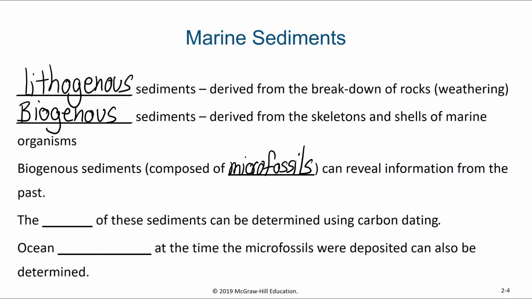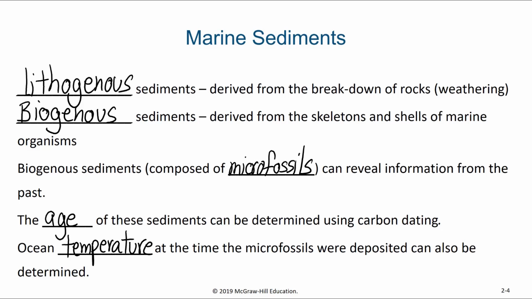The age of the sediments themselves can be determined using carbon dating and other types of isotope testing. In fact, for some of these microorganisms, like the foraminiferans, the way their shell forms is actually an indication of the ocean temperatures that those organisms lived in. And so ocean temperature at the time that those microfossils were deposited can also be determined.